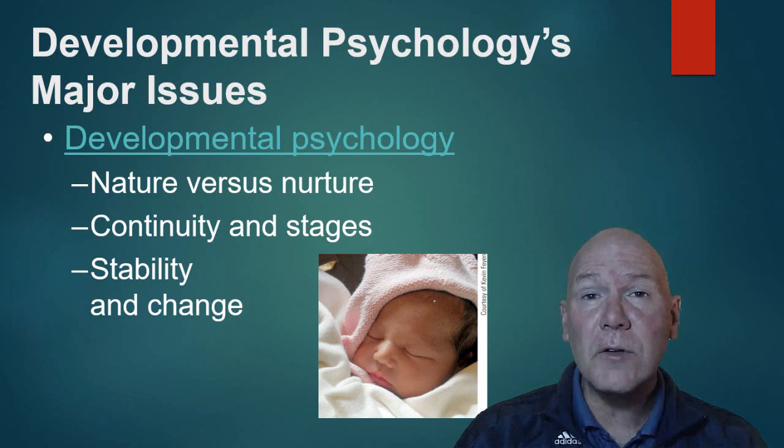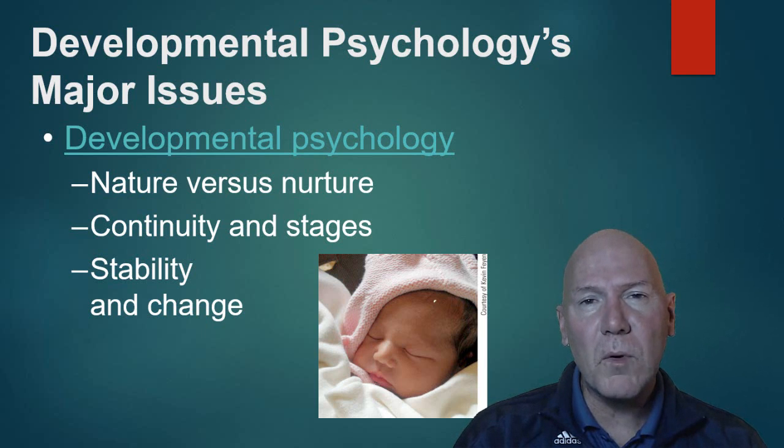Okay, the continuity and stages ideas. Do we develop kind of like how a tree grows, how it goes from a small tree to a big tree, always recognizable as a tree? Or do we jump through stages, kind of like a caterpillar turning into a butterfly? There's the two different ideas, and we find that there's a lot of stage theories, and we're going to have to pay attention to them. They have a lot of merit to them.